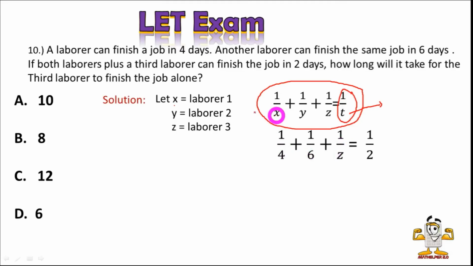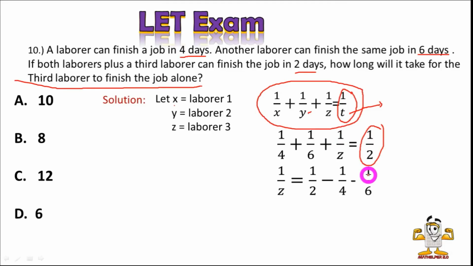So, plug in lang po natin yung numbers. So, laborer X or laborer 1, matatapos po niya ng 4 days yung trabaho. Laborer 2, which is the Y, can finish the job in 6 days. Kung silang lahat is magtutulungan, so they can finish the job in 2 days. The question is, yung third laborer, how long will it take to finish the job alone? So 1/z equal to 1/2. So transfer po natin dito, so magiging subtraction. So 1/2 minus 1/4 minus 1/6.